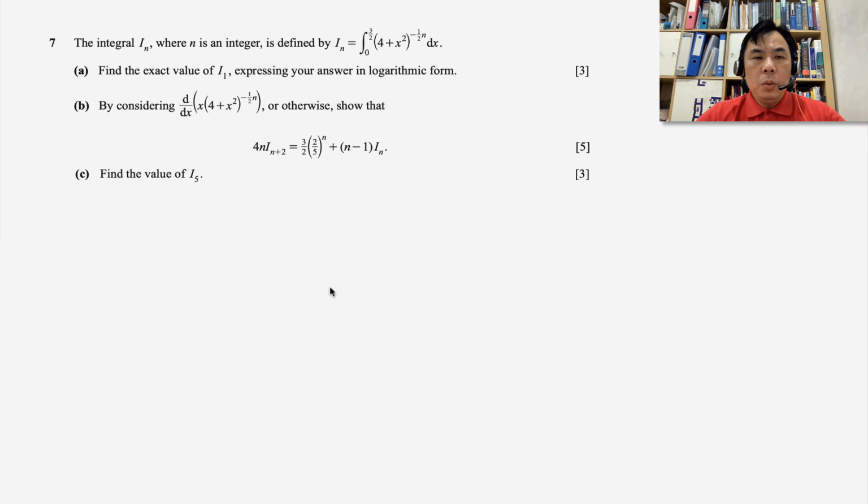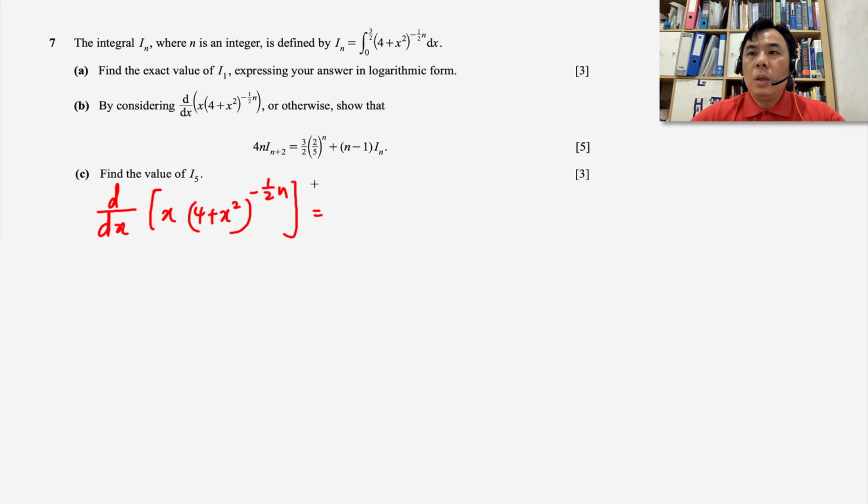All right, for B, by considering this differentiation or otherwise, show that this iterative integration form can be obtained. All right. Now, how are we going to do that? We're going to consider the differentiation here. Okay, this is not tough. It looks tough, but you just have to go through that.